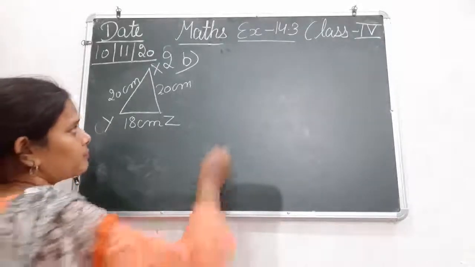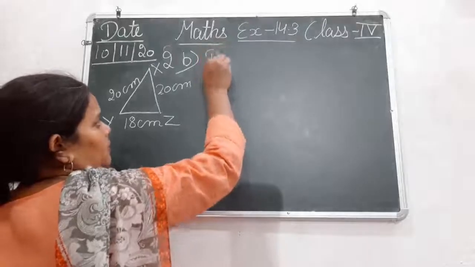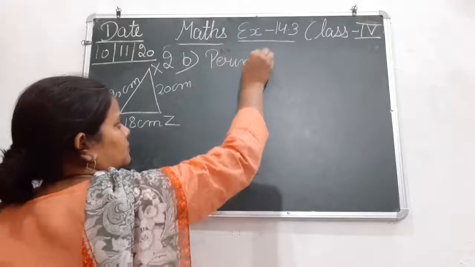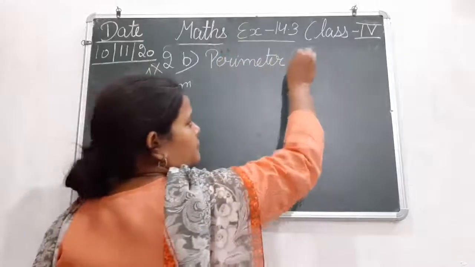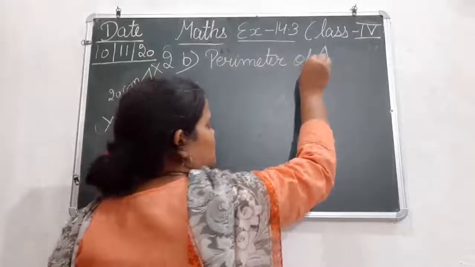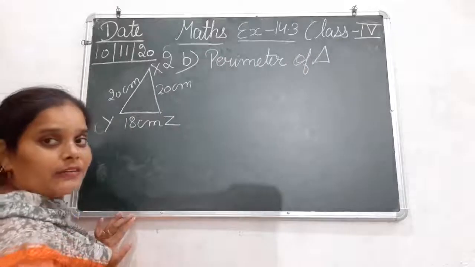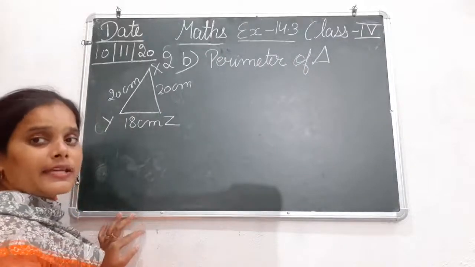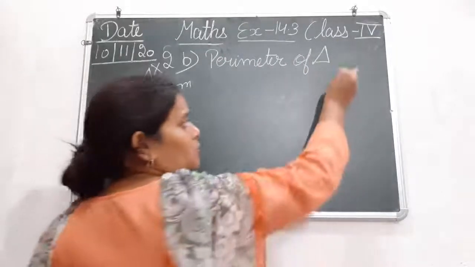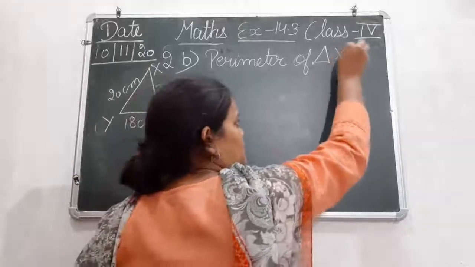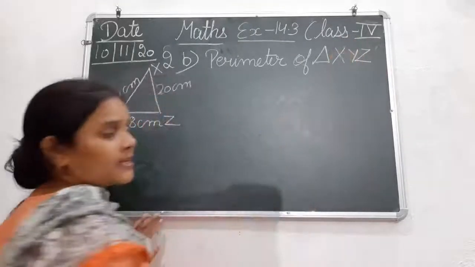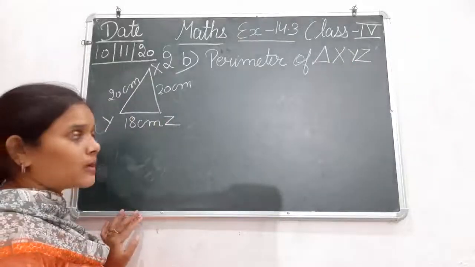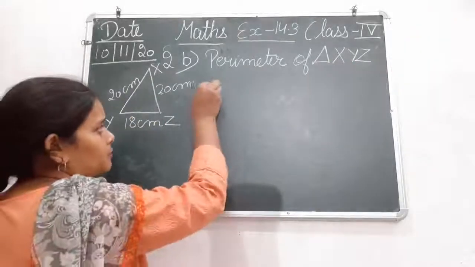So perimeter of triangle. So ये perimeter कौन से triangle का है? What is the name? That is XYZ. Perimeter of triangle XYZ is equal to.